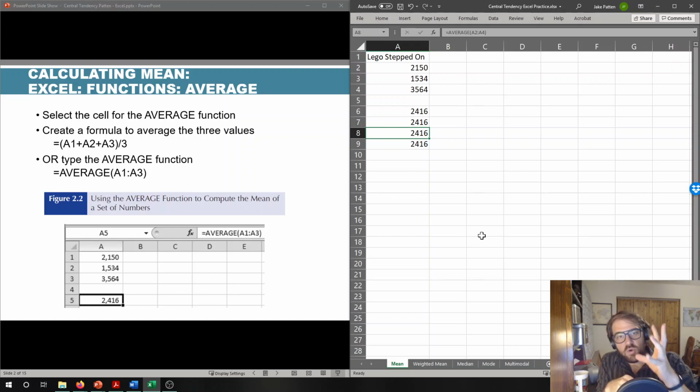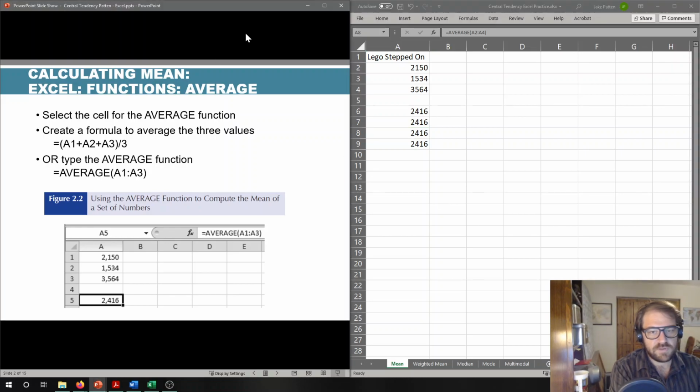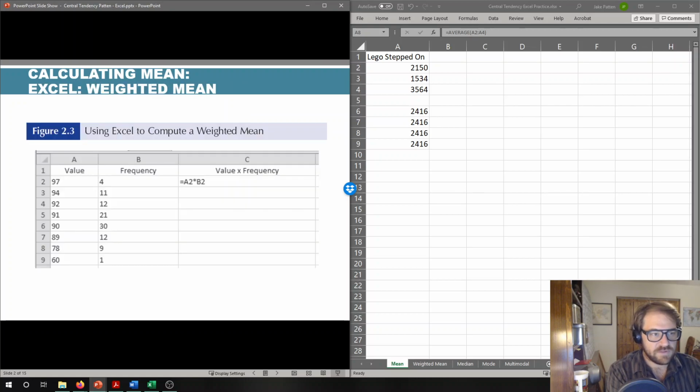And then you have an open parenthesis after that text command to tell Excel, here's what you're actually doing with that command that I just told you. Okay, so these are different ways to compute the mean of this set of numbers of Lego stepped on by 3 different people. Sounds horrible. Okay. On average, 2,416 pieces of Lego.